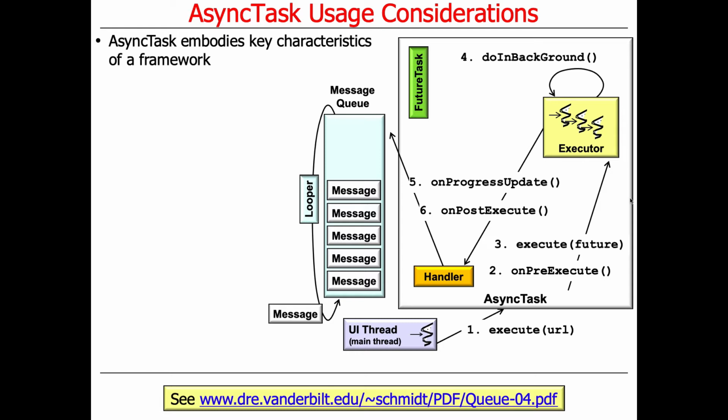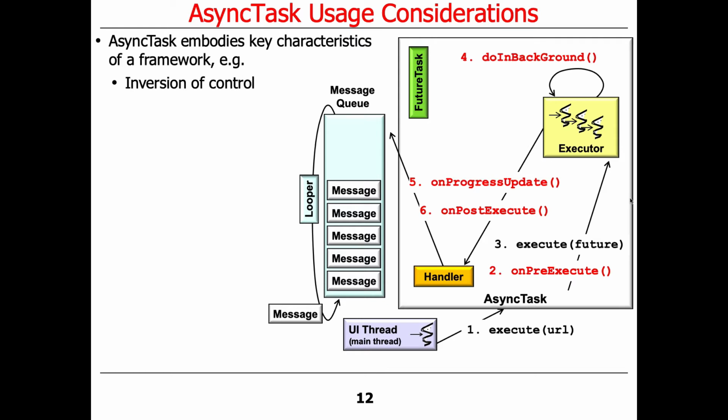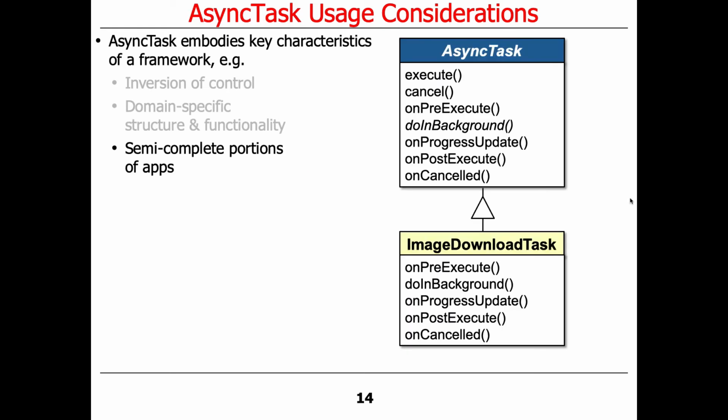The async task framework embodies key characteristics of any framework. So we have inversion of control. You can see that you call execute, and then things start to happen, controlled by the framework. There's domain-specific structure and functionality. All the stuff here, like message queues, thread pools, and future tasks, all those kinds of things are embodied for concurrent processing. And it's basically providing you a semi-complete portion of an application.